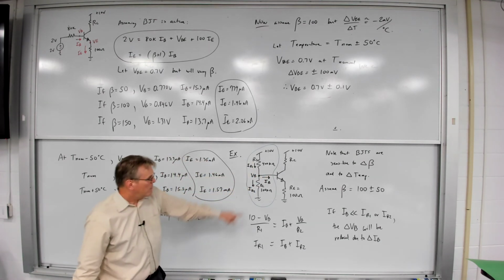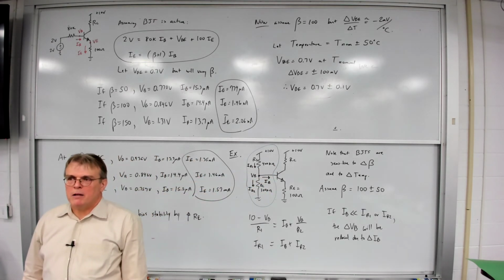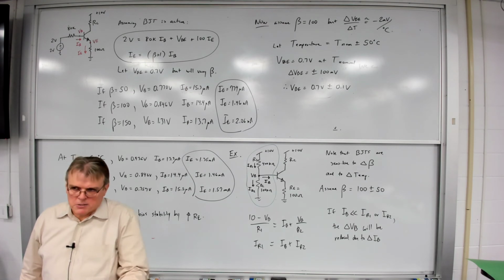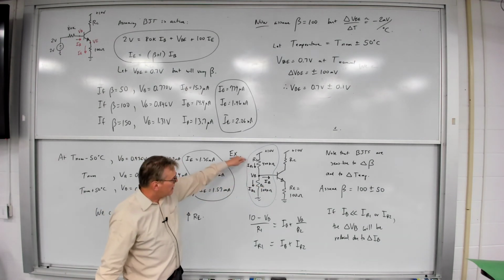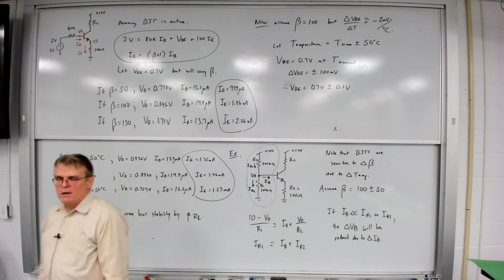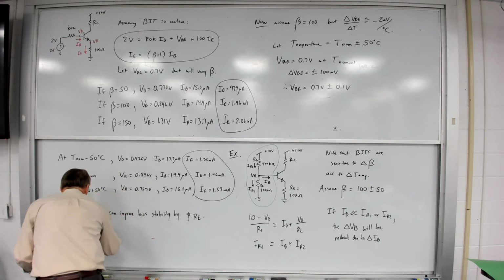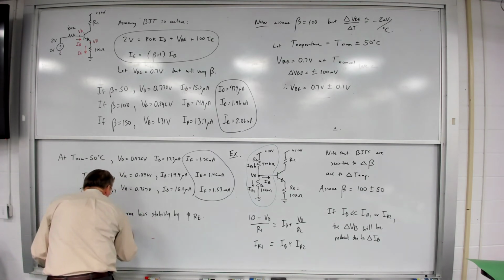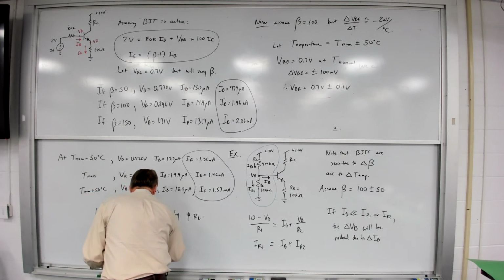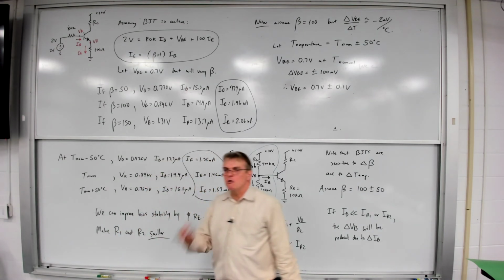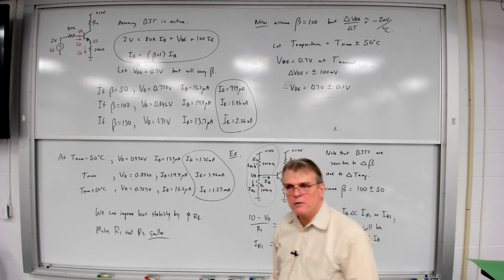So what can I do here? Well, IB is going to be a function of the collector and emitter currents of the transistor, which I got to set for a bias point. So I may not be able to do much about IB, but I can certainly do something about IR1 and IR2. Another way to look at it: let's make R1 and R2 smaller so as to increase IR1 and IR2.